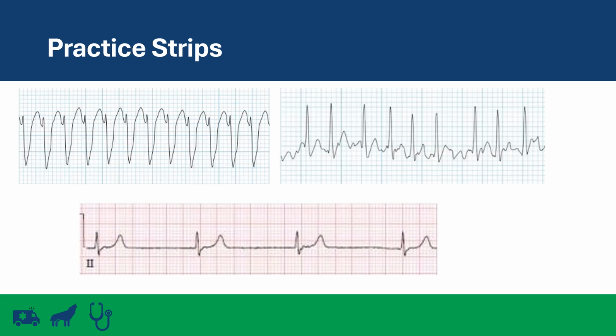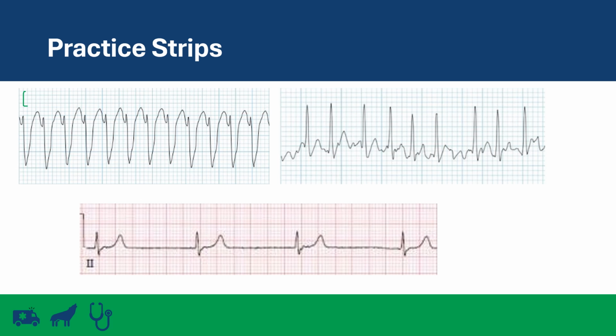All right, here's the next set of practice strips. Pause the video, try your best, and I am going to start moving a little bit faster at my interpretation. All right, so over here in strip 1, we've got a rapid, wide complex tachycardia with no identifiable P waves. The wide QRS complex suggests that this originates from the ventricles, so we'll call this strip VTach.